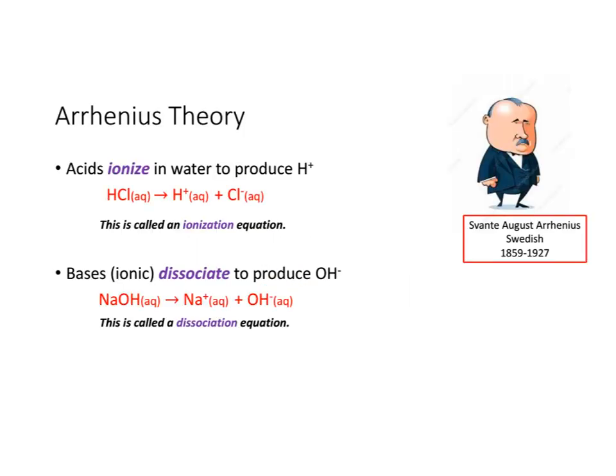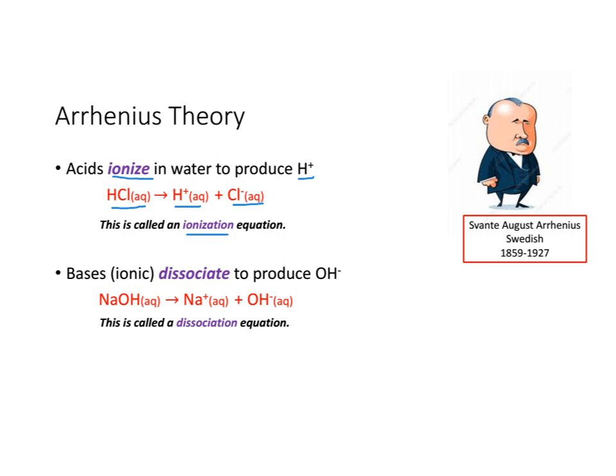So in the original Arrhenius theory, which is the first theory often taught to students studying chemistry, and you may have studied this before in your other courses, acids just regularly ionize in water to produce hydrogen ions. So the example here is we have hydrochloric acid, HCl, ionizing, becoming hydrogen ions and chloride ions. Again, this is an ionization reaction.